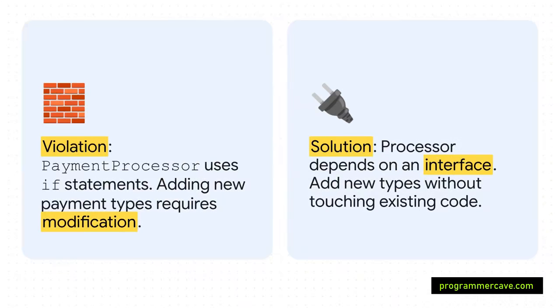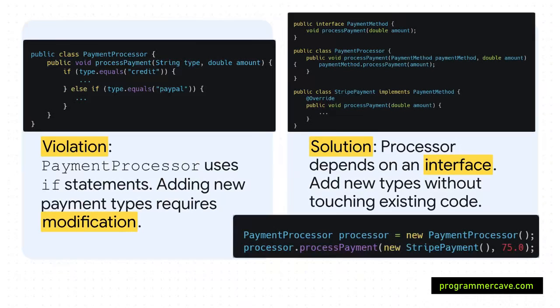Let's look at a classic code smell. On the left, we've got a payment processor with a massive chain of if-else statements. One for credit cards, one for PayPal, one for crypto. Every time you need to add a new payment type, you have to come back here and modify this file. It's brittle. The solution, and this is so idiomatic in Go, is to use an interface. On the right, our processor just accepts anything that implements a payment method interface. Now we can add new payment types all day long, and we never ever have to touch the payment processor code again.